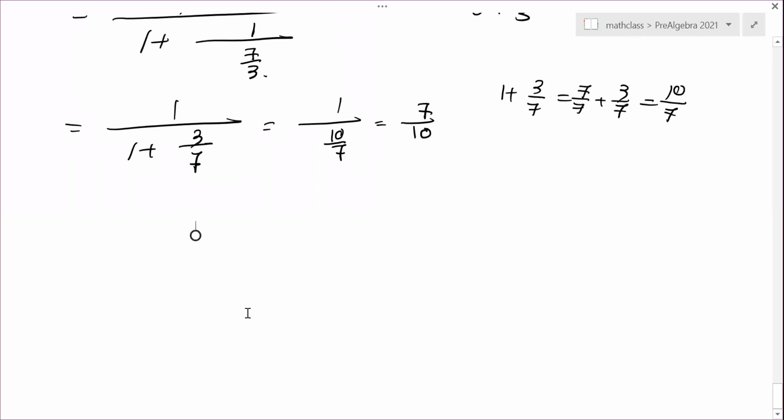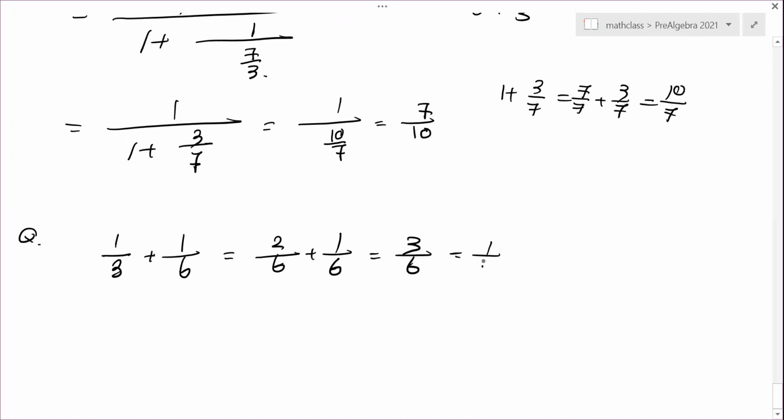All right, so this is about a fraction, right? Now let's make some observation, okay? We find out if 1/3 plus 1/6, that is going to be 2/6 plus 1/6. That'd be 3/6. That's just 1/2.